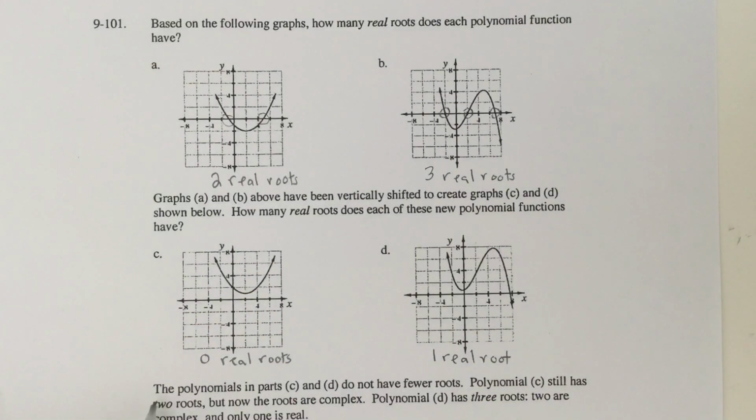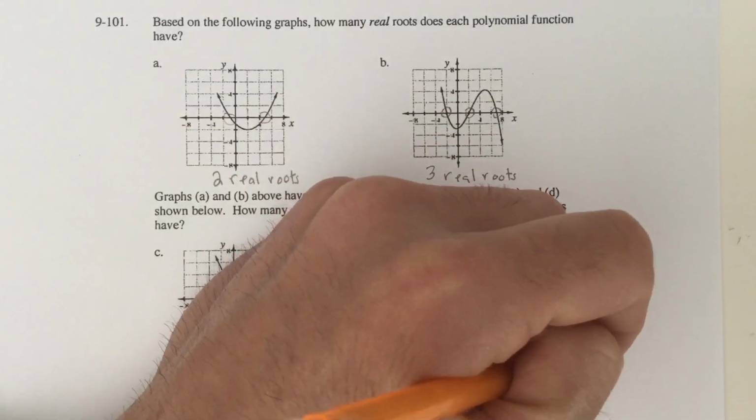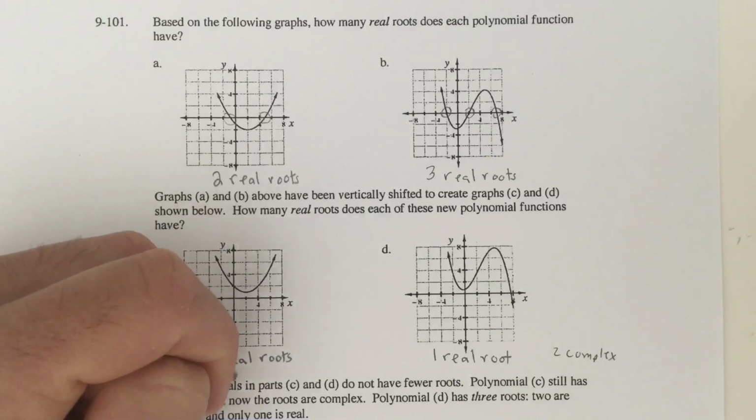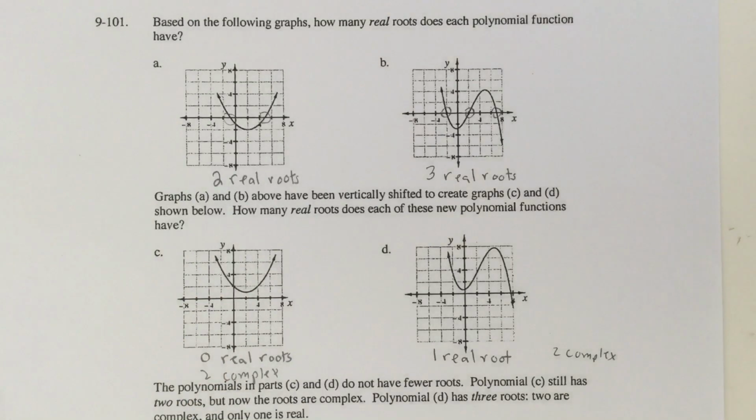So it says the polynomials in part C and D do not have fewer roots. Polynomial C still has 2 roots, but now the roots are complex. So ultimately, if you can still draw an x-axis through there somewhere, those are going to create complex roots. Polynomial D still has 3 roots, but 2 are complex and 1 is real. So this has 1 real and your other 2 are complex. And this has just 2 complex. So really, anytime it's shifting directions, that's creating some roots.